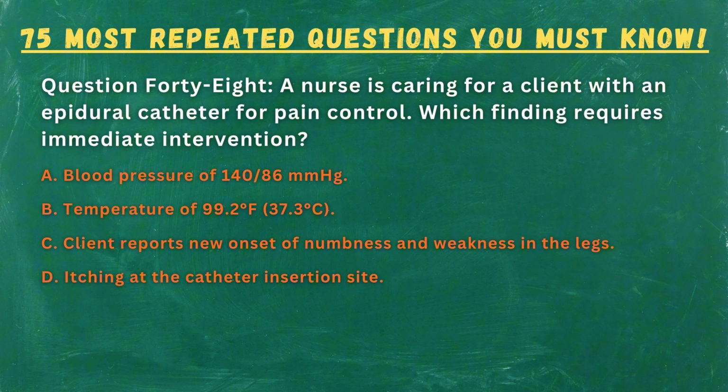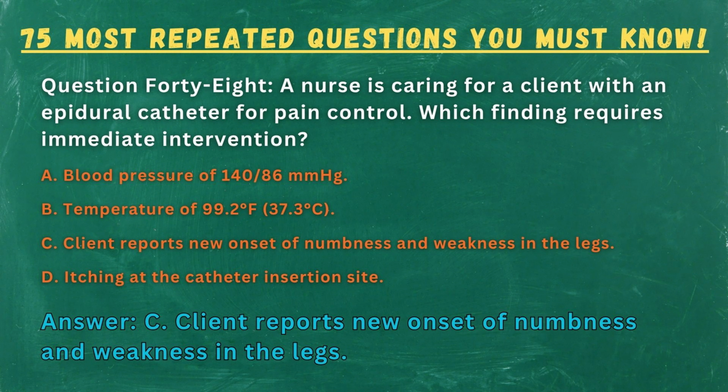Question 48. A nurse is caring for a client with an epidural catheter for pain control. Which finding requires immediate intervention? A. Blood pressure of 140/86 mmHg. B. Temperature of 99.2 degrees Fahrenheit, 37.3 degrees Celsius. C. Client reports new onset of numbness and weakness in the legs. D. Itching at the catheter insertion site. Answer. C. Client reports new onset of numbness and weakness in the legs.